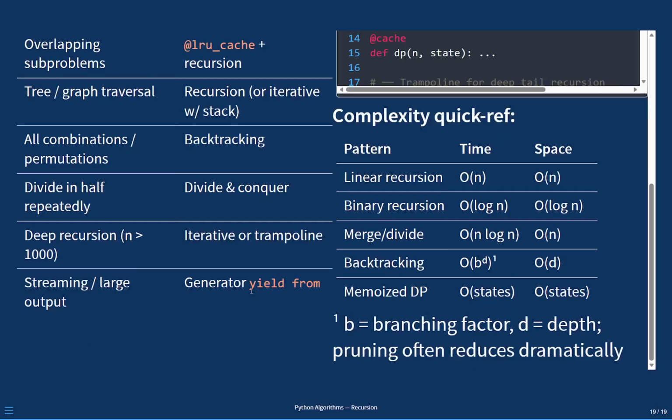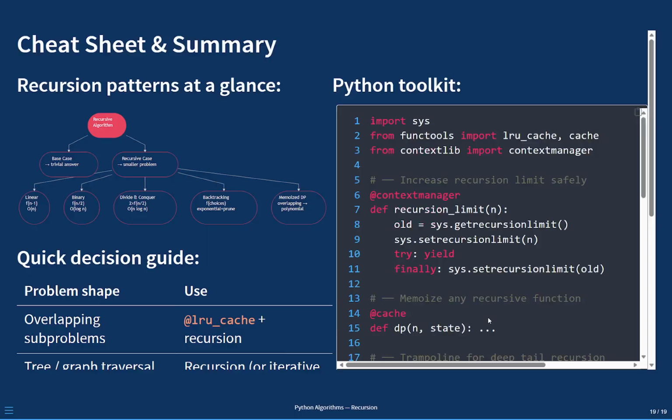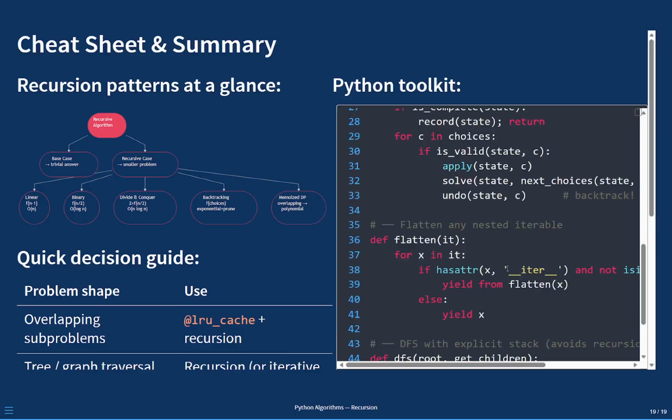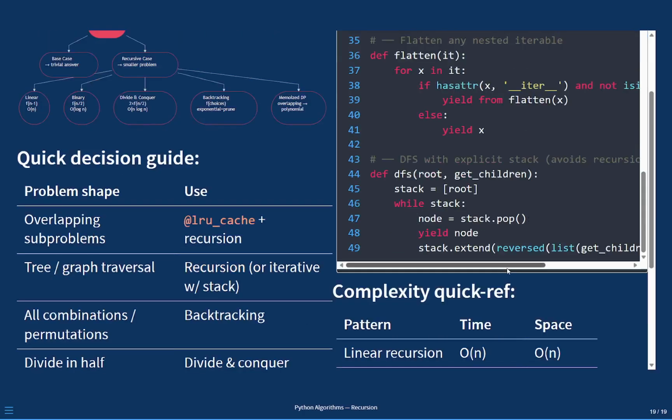The Python toolkit: @cache for memoization. Trampoline decorator for deep tail recursion. The backtracking template, make choice, recurse, undo choice, for combinatorial search. Yield from, for lazy recursive generators. The explicit DFS function, with a stack for unlimited depth.